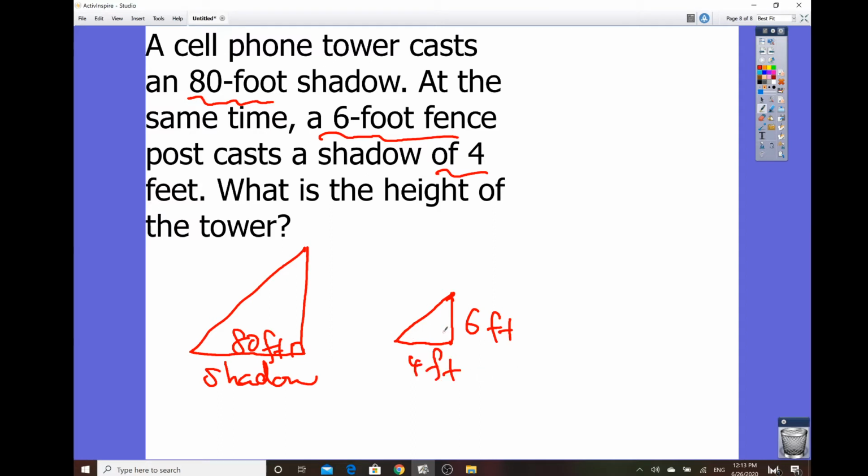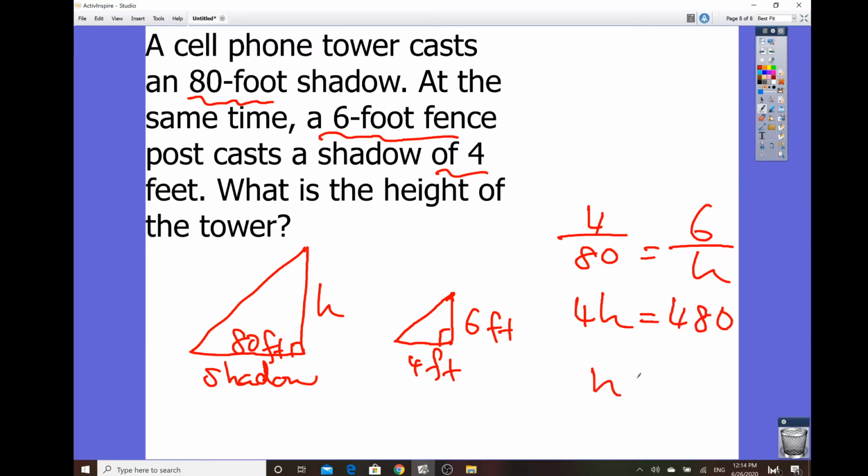Again, it's all about the comparison of the similar right triangles. We need to find the height of the tower. Shortest leg versus shortest leg, so it's 4 over 80, which equals 6 over h for the comparison. You want to cross multiply. So we have 4h, and then 80 times 6, which is 480. Then you divide, and you end up with 120. It's 120 feet, with the unit.